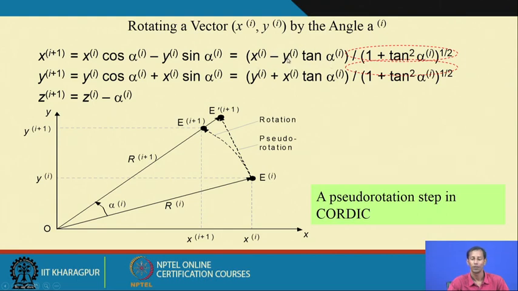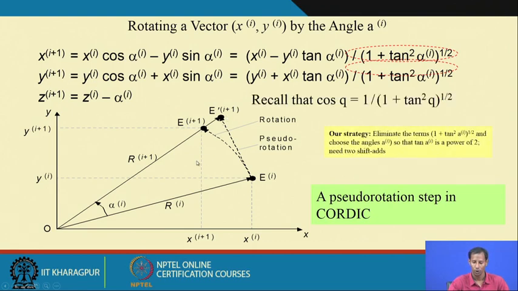Sorry, this is the 1 by cos theta. So 1 by cos theta is basically written as the square root of 1 plus tan square theta. In the same manner we can write y 2. In the case of y 1, this is minus, this is plus. So this is the initial vector and this is the pseudo rotating vector. So cos theta equals 1 by the square root of 1 plus tan square theta. Okay.